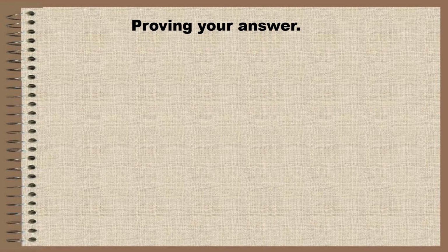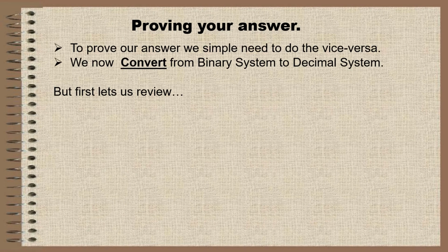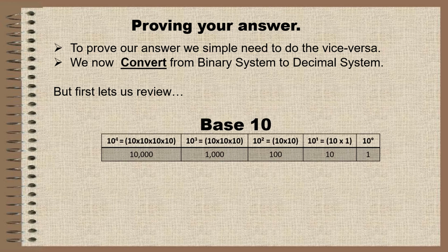Proving your answer. To prove our answer, we simply need to do the vice versa operation. We now convert from binary system to decimal system. But before we proceed to that, let us review the following table, which is the base 10 table. Starting from the right hand side, we can see on the first row that we have 10 raised to the power of 0. There is a rule that any number raised to the power of 0 is equal to 1.